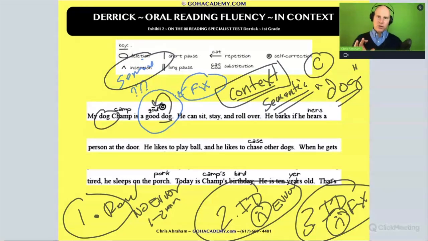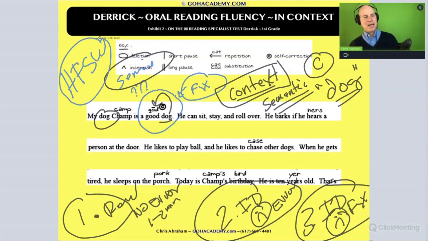Now, team, there's other things that Derek did right here. If we analyze this, let's say we want to talk about their ability to decode high-frequency sight words. How's their high-frequency sight word vocabulary? I think it's pretty good. Look at all the stuff that Derek got right. Look at all these irregular sight words that are part of high-frequency vocab.